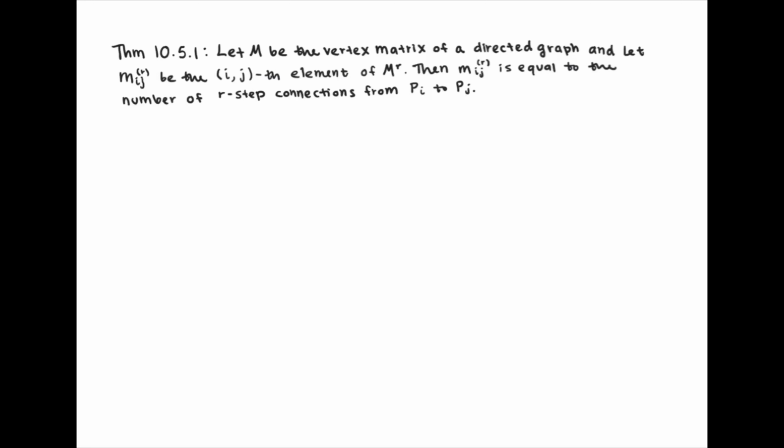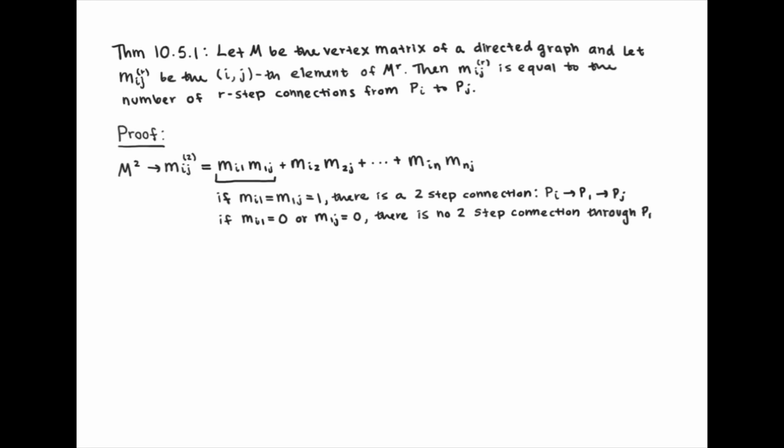Using what we know about matrix multiplication, we can generalize the entry at ij of M squared. Let's take a look at the first term on its own. If m_i1 equals m_1j equals 1, there's a two-step connection through P1. However, if either of these terms is 0, there is no two-step connection through P1. So if there is a two-step connection here, this term is going to be 1. The same is true for every other term, so that the entry ends up being the total number of two-step connections. A similar argument stands for higher step connections.